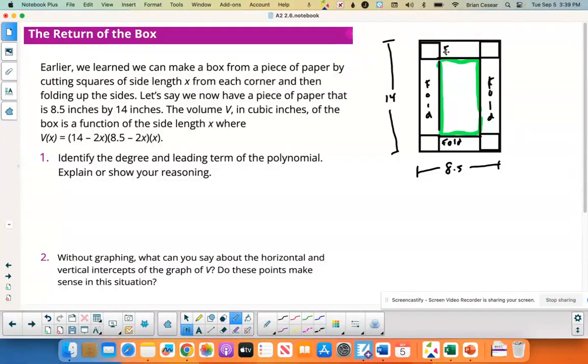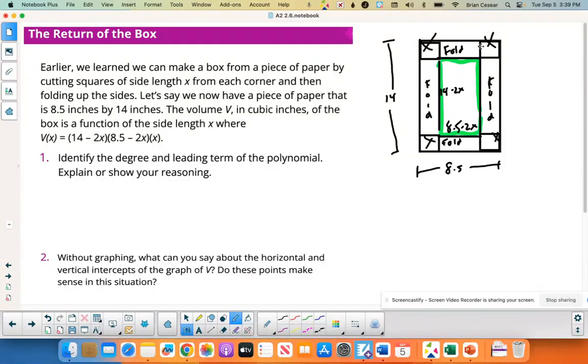And same thing here, this gets folded up. These get thrown out. Okay, so I'm just going to X them out. So this side here of your box, this is 8.5 minus 2x. Okay, so 8.5 minus 2x. This side here is 14 minus 2x.